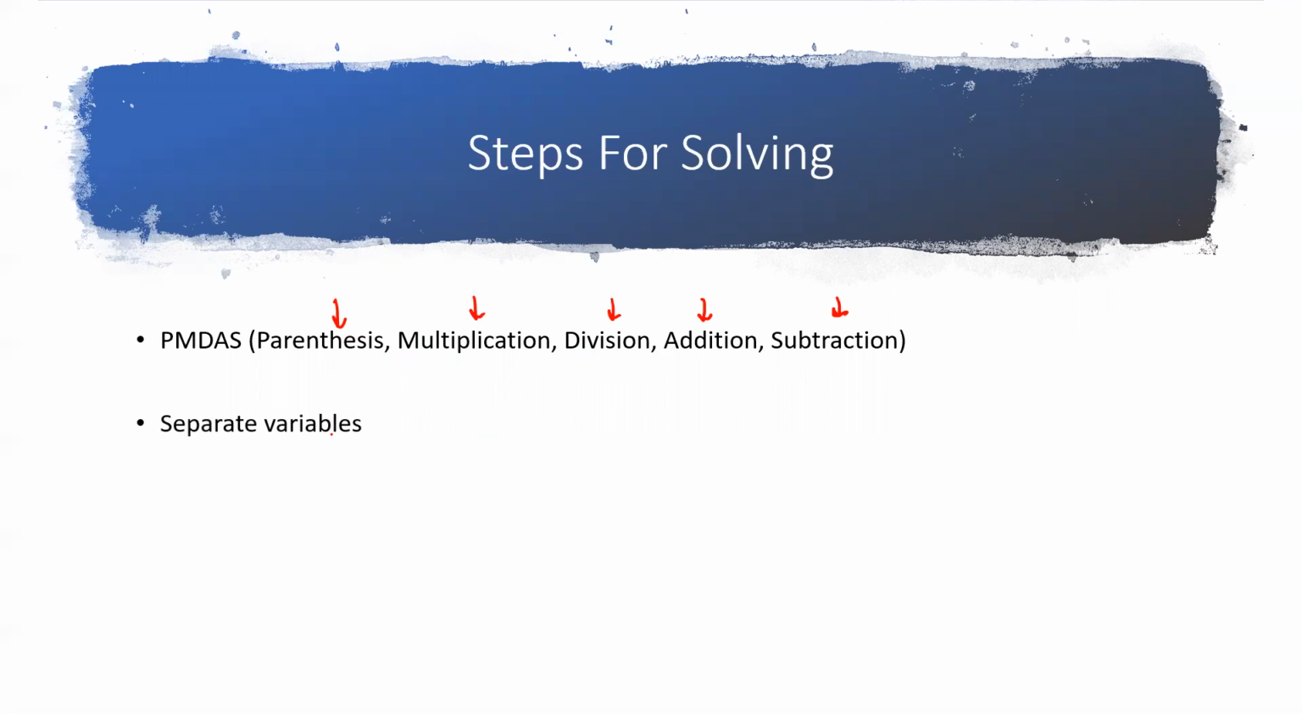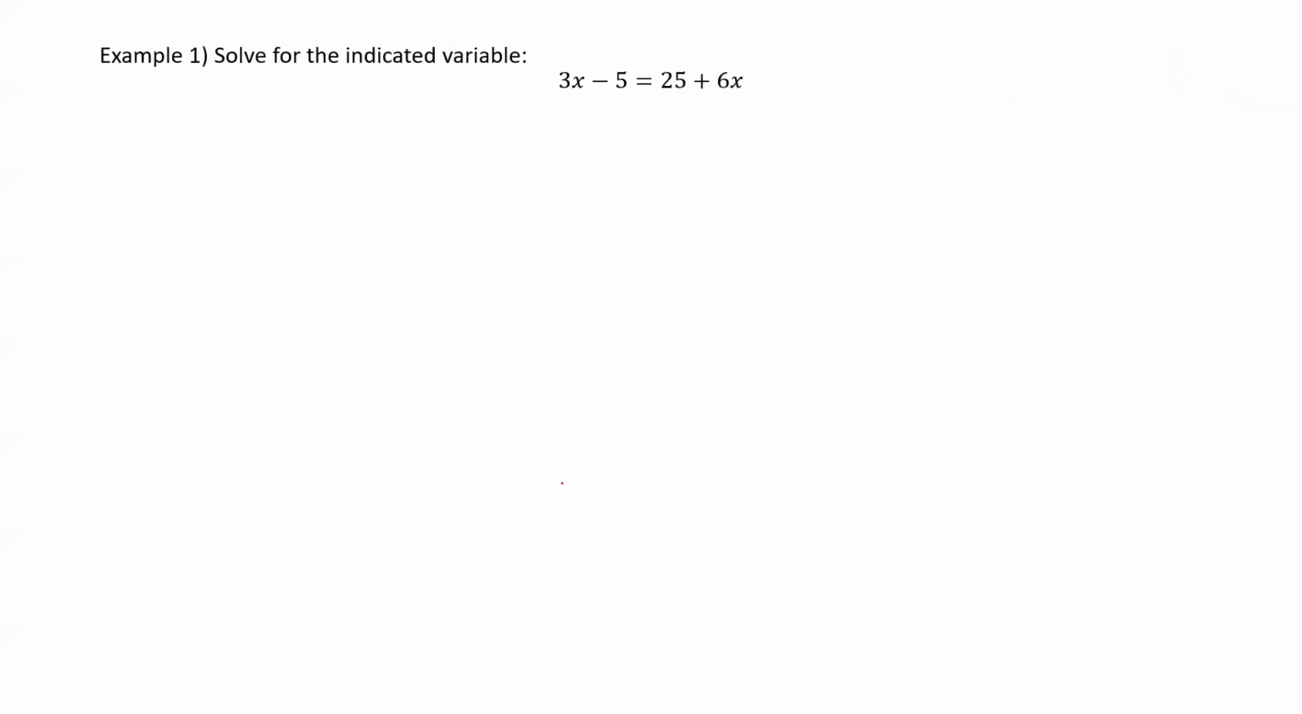Next, you want to make sure you separate your variables. So put whole numbers that don't have any x's associated on one side, and then put all your x's on one side, right? So then you can solve for x very easily. And then your next point is solve for the variables, which is essentially the goal of linear equations. So let's get into our first example here.